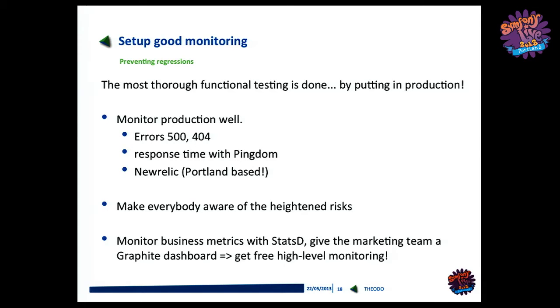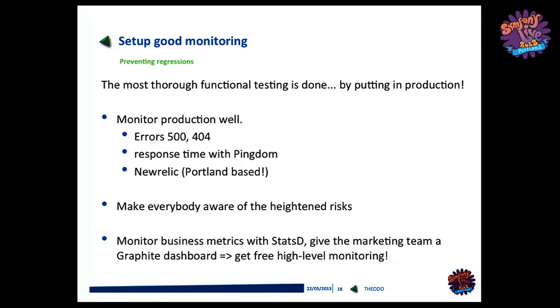And if you don't want to be too technical about it, then you can use outside services. Pingdom, for example, does a simple status code check. And you've got a really nice Portland-based company called New Relic. You just install it, it's a Debian package on your server. It does server monitoring, but it also does app level monitoring. Really interesting. It might be a bit expensive, but I think it's worth it.